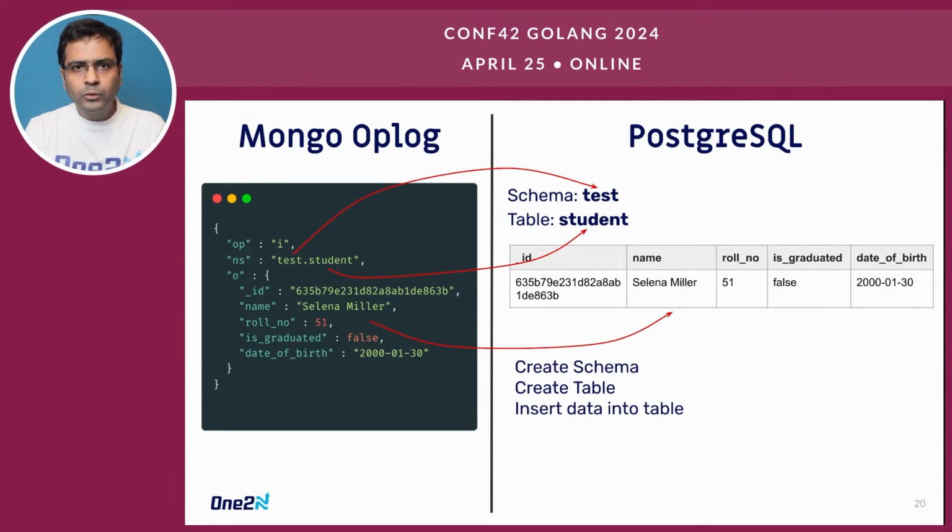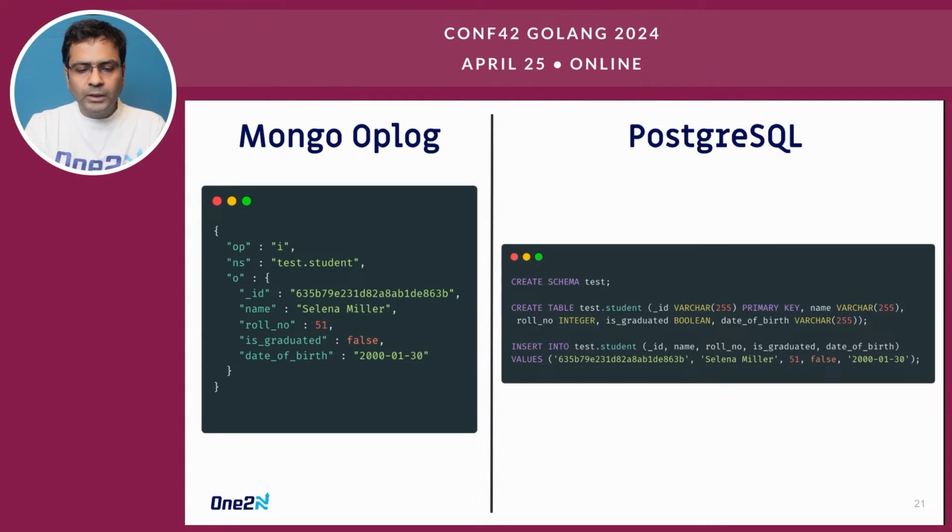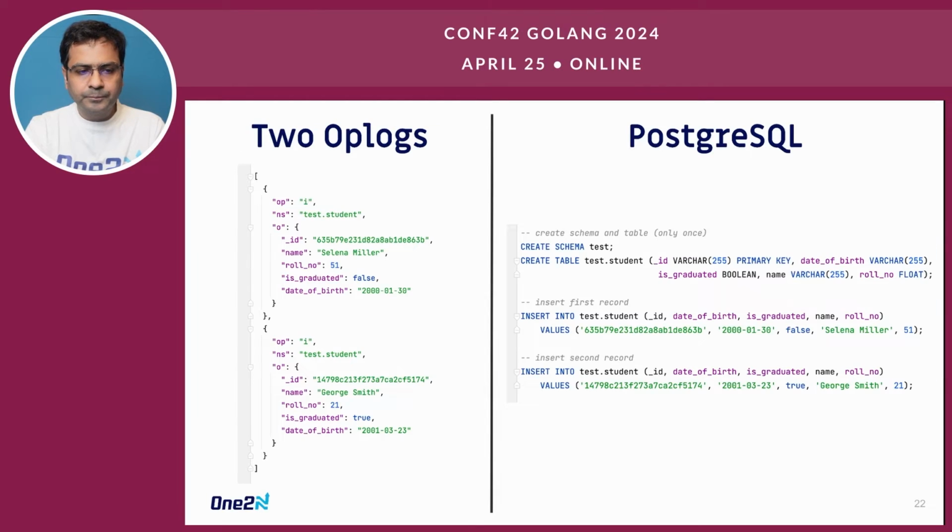To move this data from Mongo to Postgres, we are going to have to create a schema. We are going to have to create a table, and then we are going to insert data into that table, right? Once we insert this data, this is what it looks like, where we have the schema, the table, and the insert statements. Well, imagine we have two insert oplogs on the same Mongo collection. Well, we can't go and create a new schema and new table all the time, right?